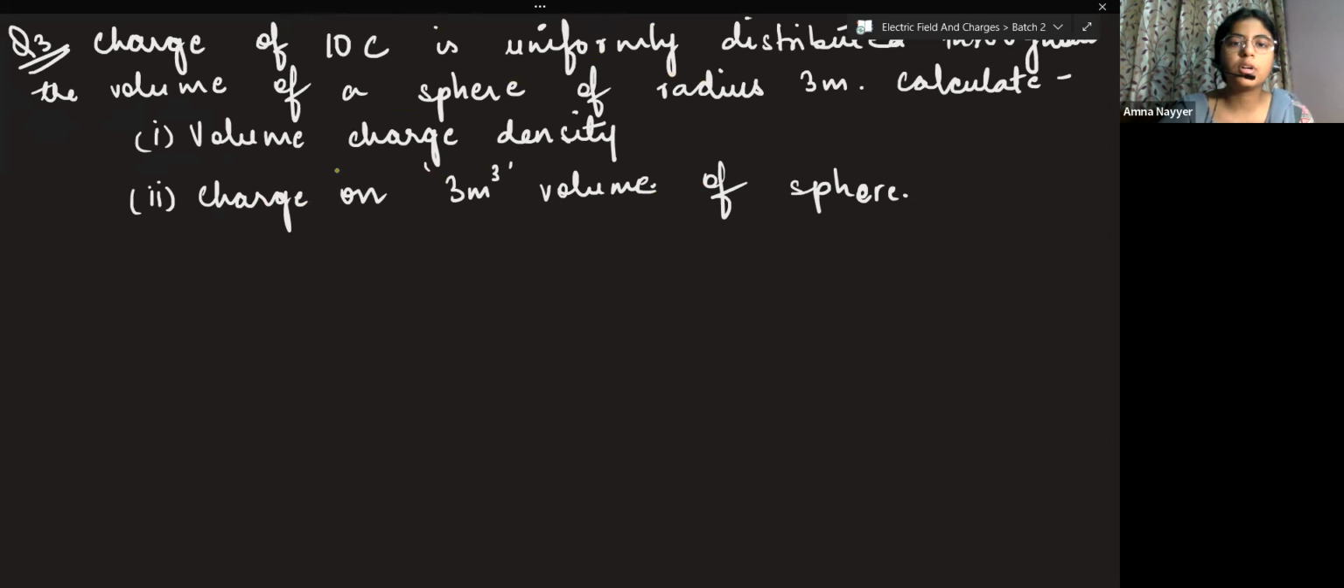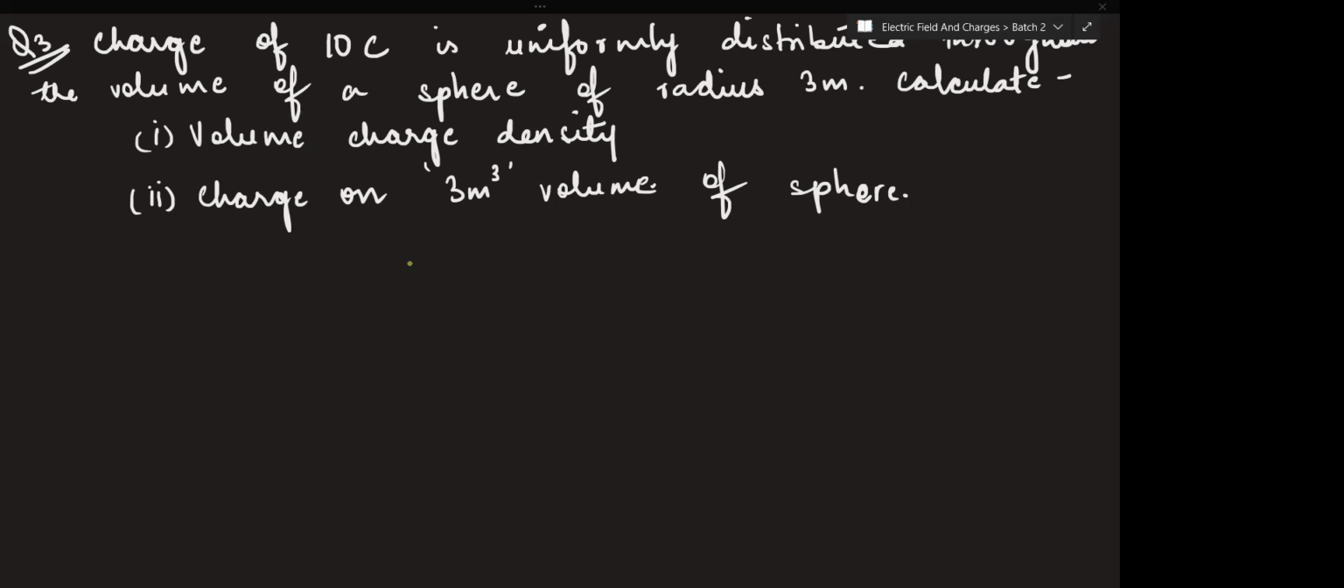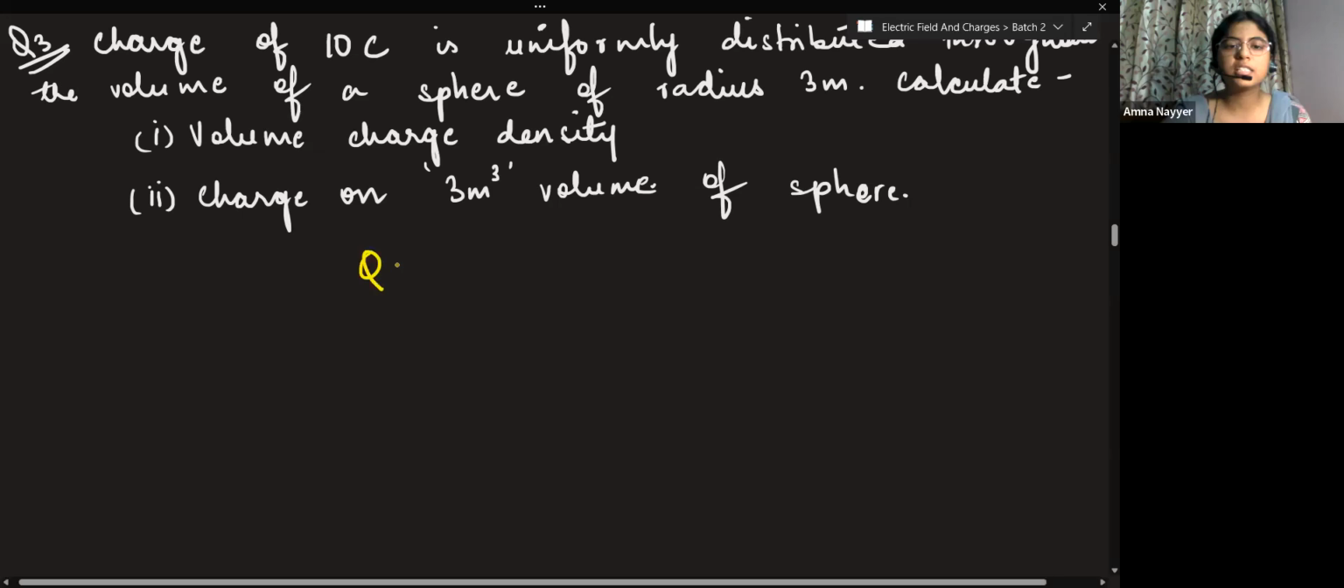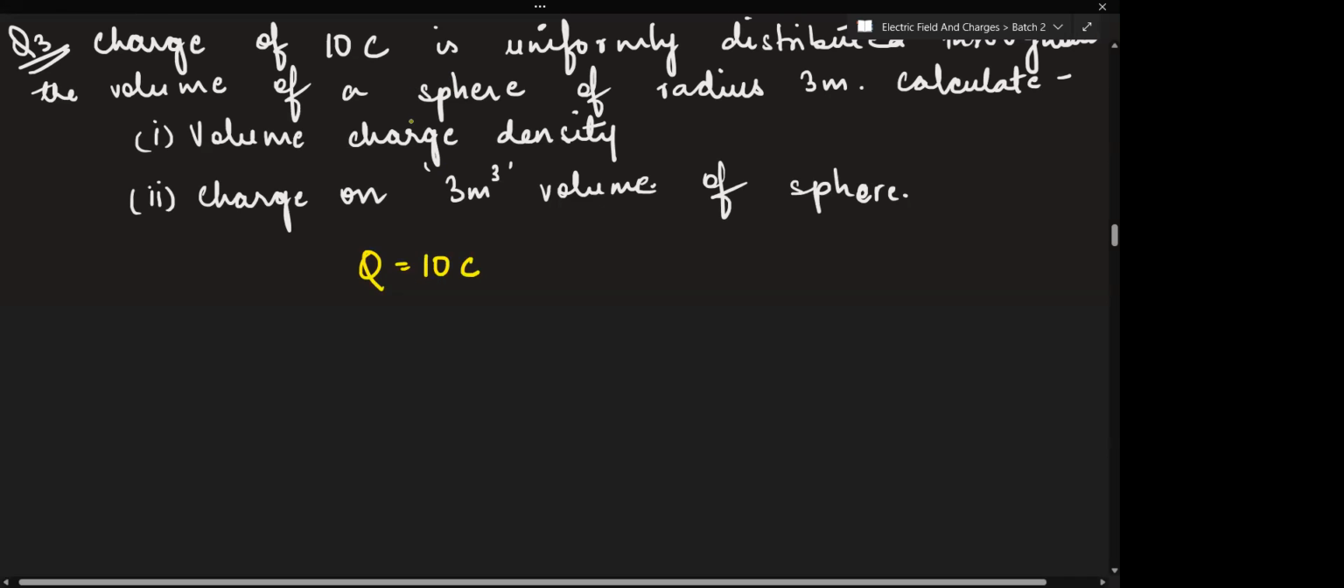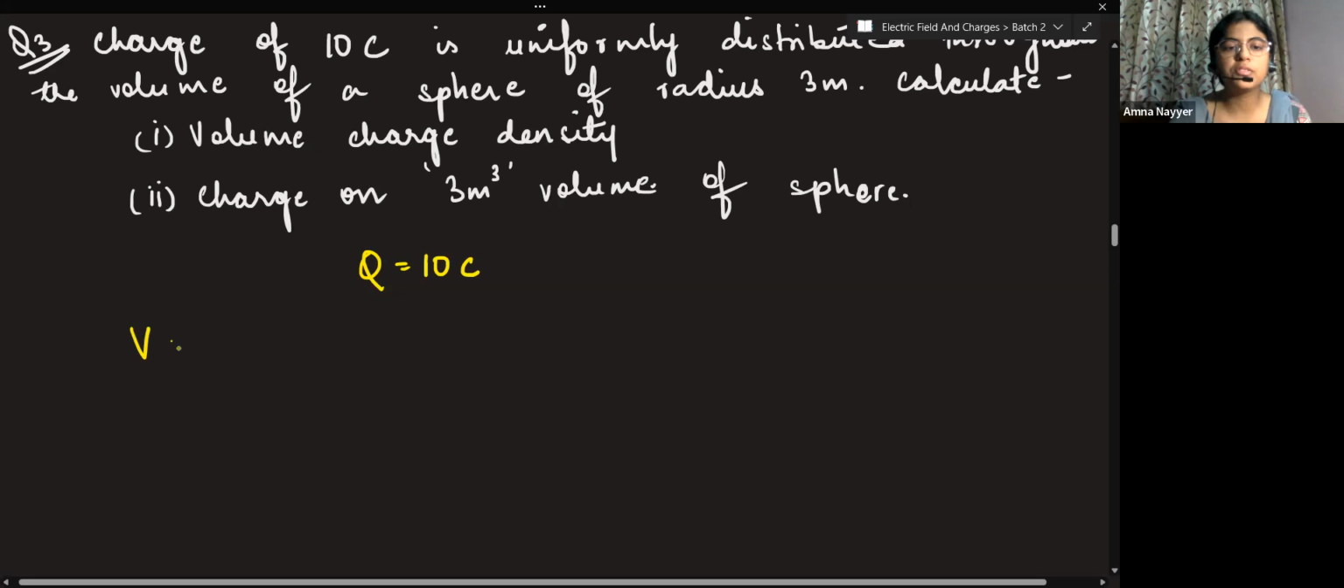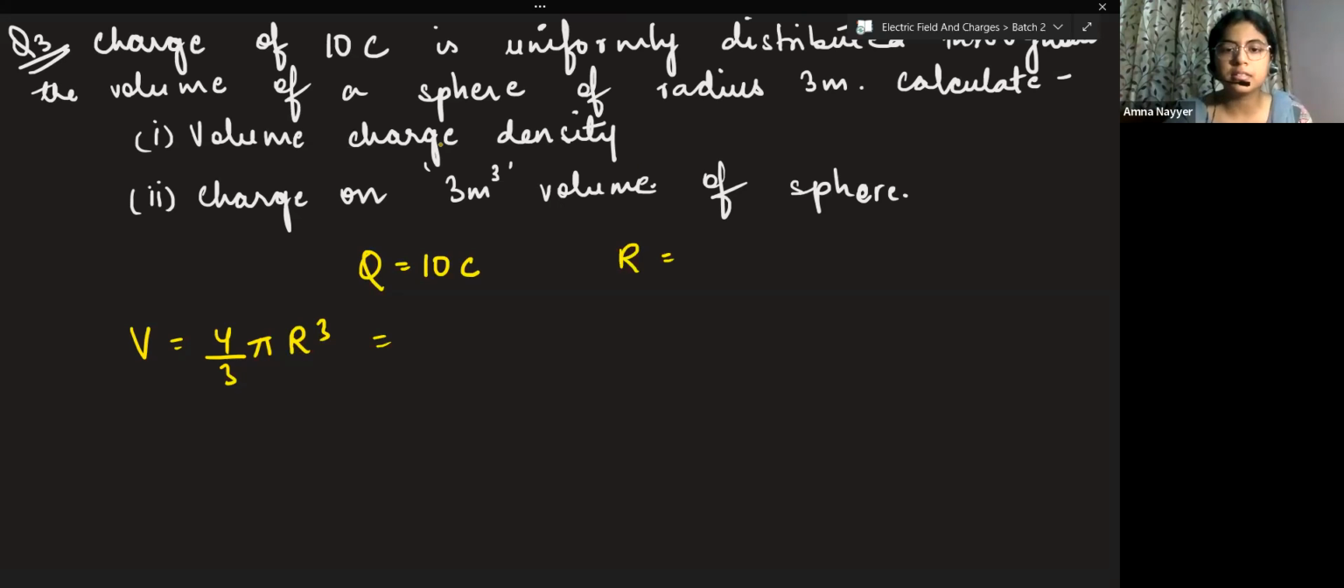See, what is the charge that you have? Yes, Kulsum, what is the charge that you have? Read the question. Charge is given to you. Q is given as 10 coulomb. And volume of the sphere is given by 4 by 3 pi r cube. Radius is given as 3 meters.